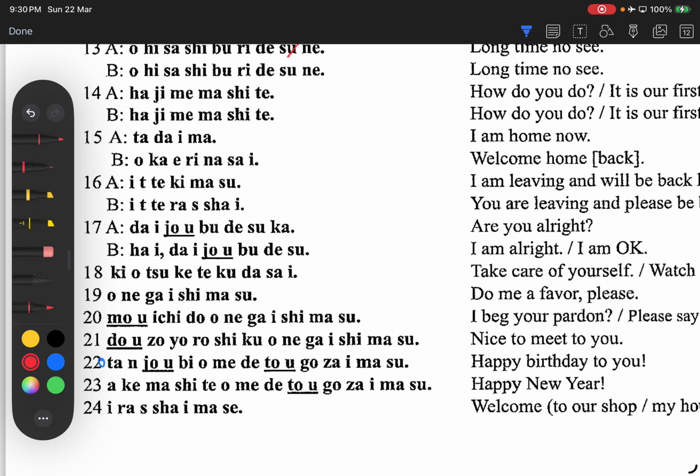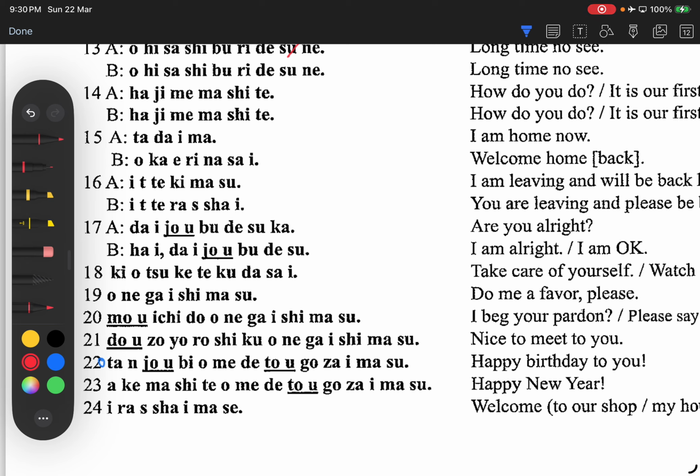Akemasu alone means, okay, akemashite comes from the word akemasu. Akemasu means to open something, okay, or to welcome into something. So akemashite omedetou gozaimasu means to open into a new year, to welcome, to usher in the new year, right? So which means equals to Happy New Year.